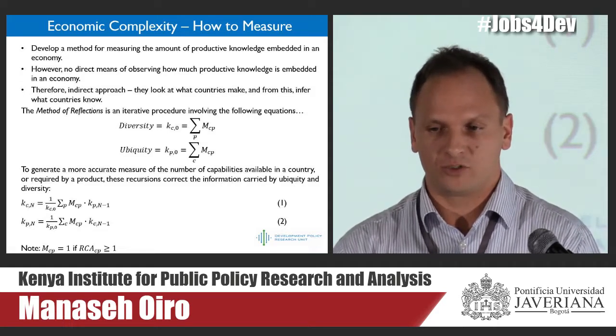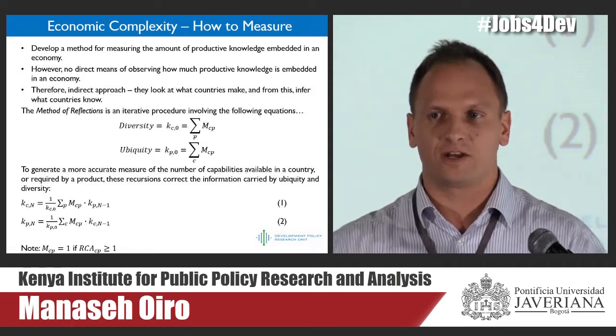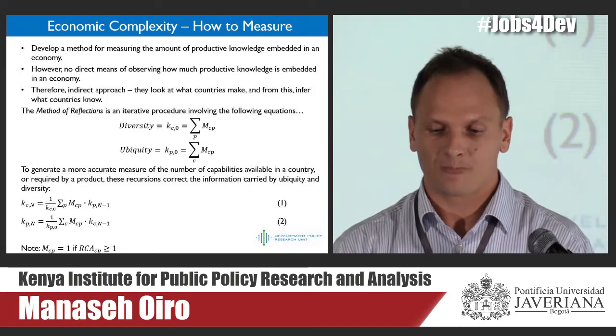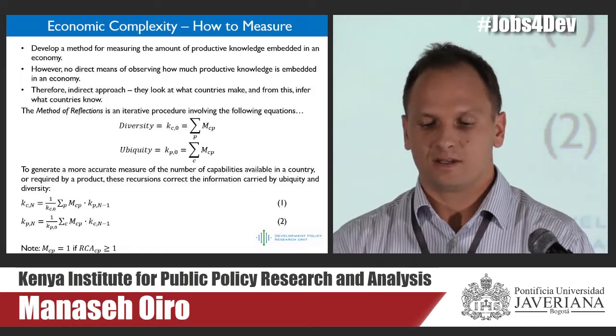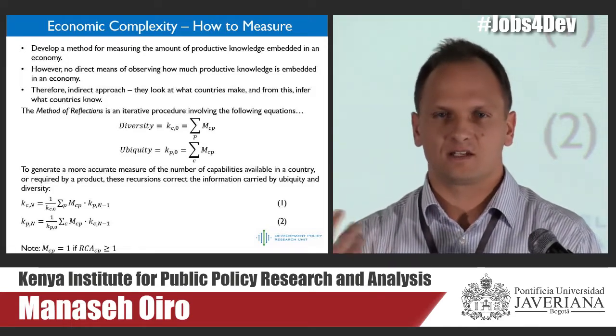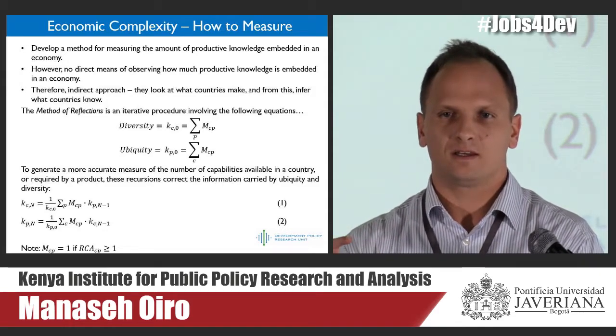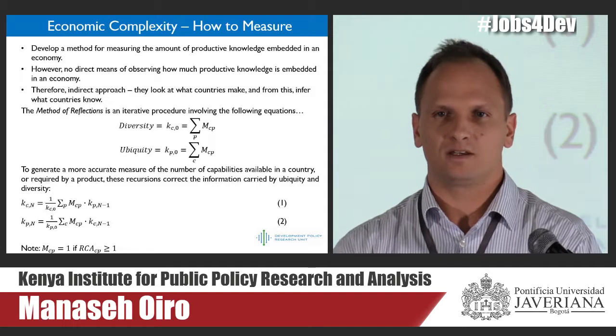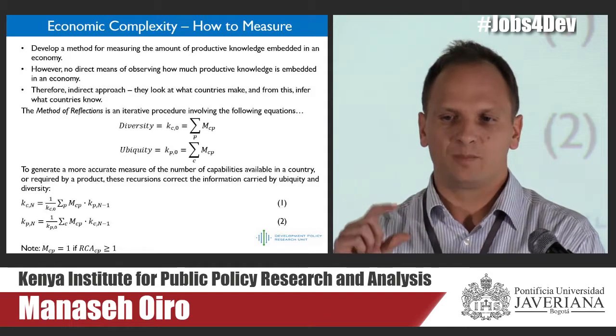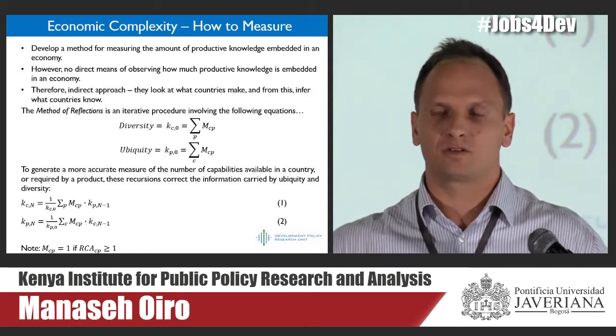You know, in order to produce a greater range, you've got to have a greater range of capabilities. So that's the starting point. But if you want to look at the complexity of the products, you've got to look at the ubiquity of those products. By that we mean products that are highly ubiquitous, many countries are able to make.